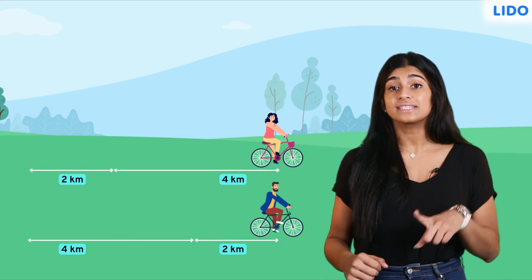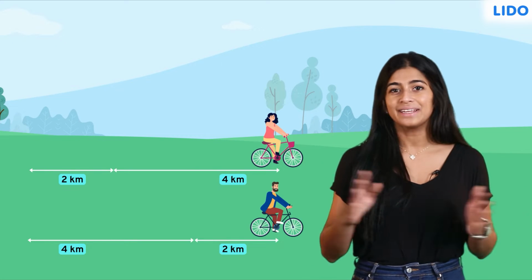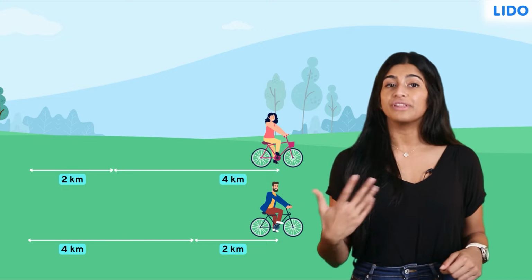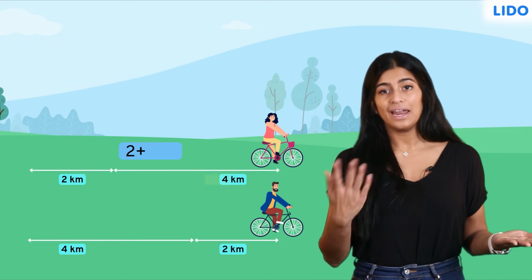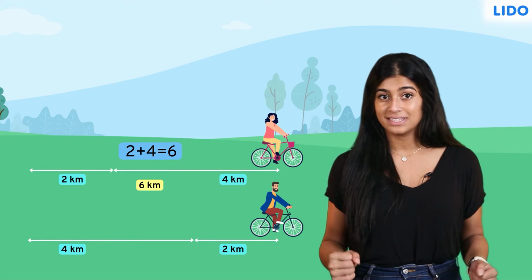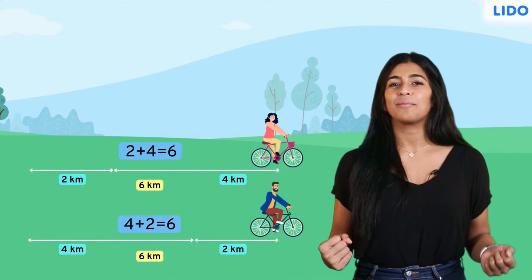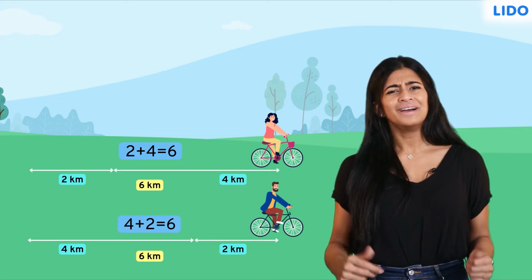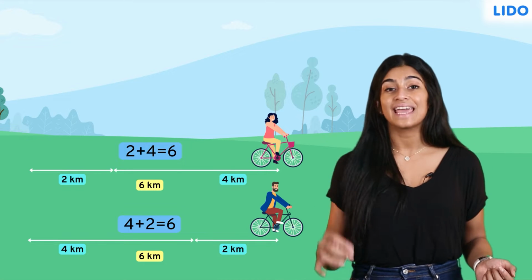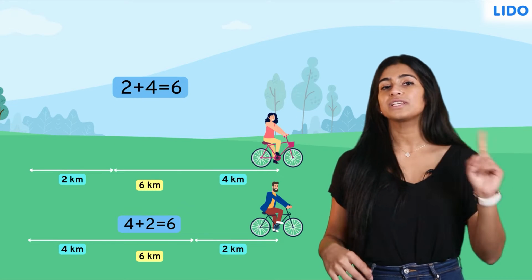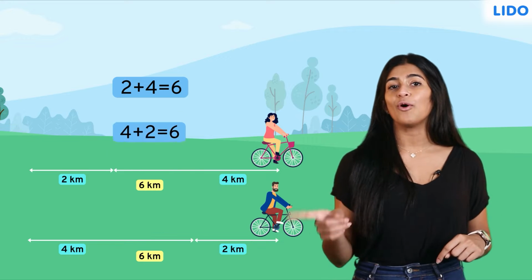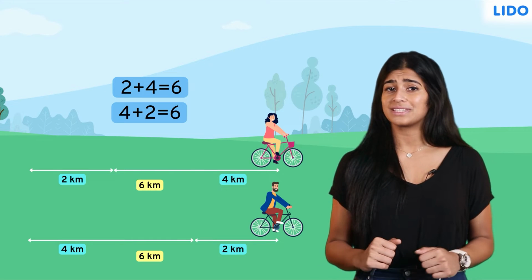We can add the distances covered by each and then compare the two. So, for Diya, we will add 2 and 4, which is 6 kilometers. And for Raj, we will add 4 and 2, which is 6 kilometers as well. Wow! Both of them are at the same milestone. 2 plus 4 is equal to 6 and 4 plus 2 is also equal to 6.